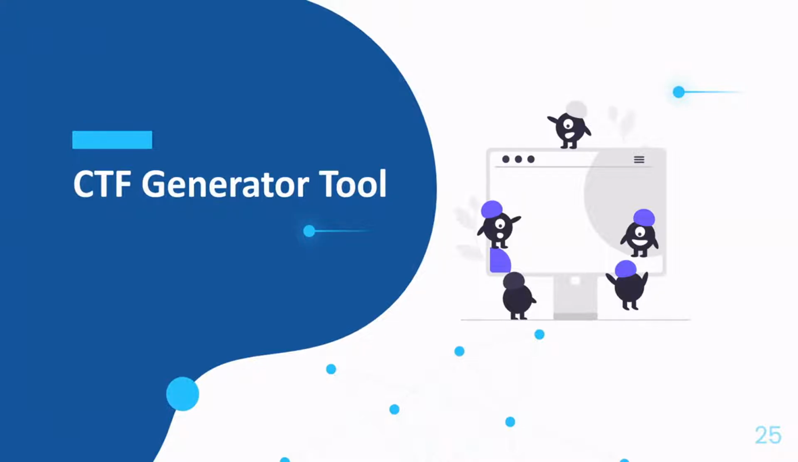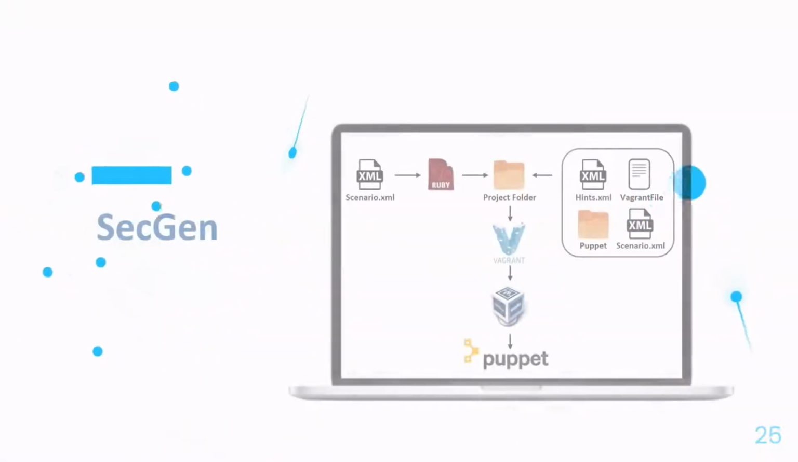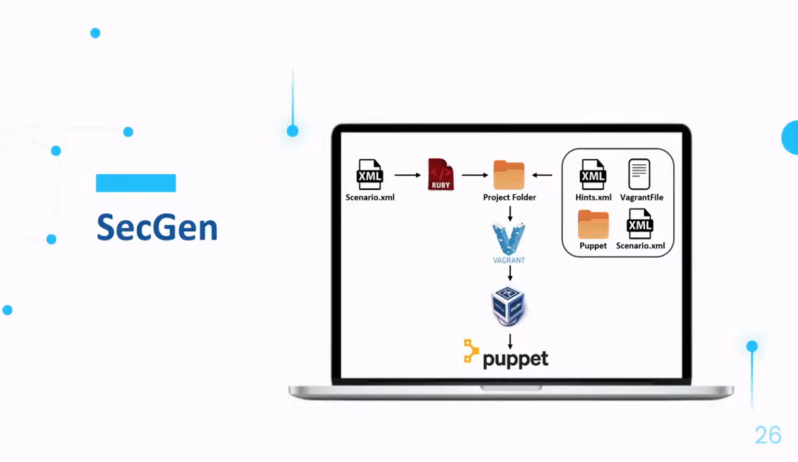Lastly, the CTF Generator tool. SecGen is a free and open source software that generates randomized virtual machines, meaningful security challenges, and CTF scenarios. And the aim of this tool is to provide a randomizable, flexible, and general-purpose VM for cybersecurity education and training purposes.